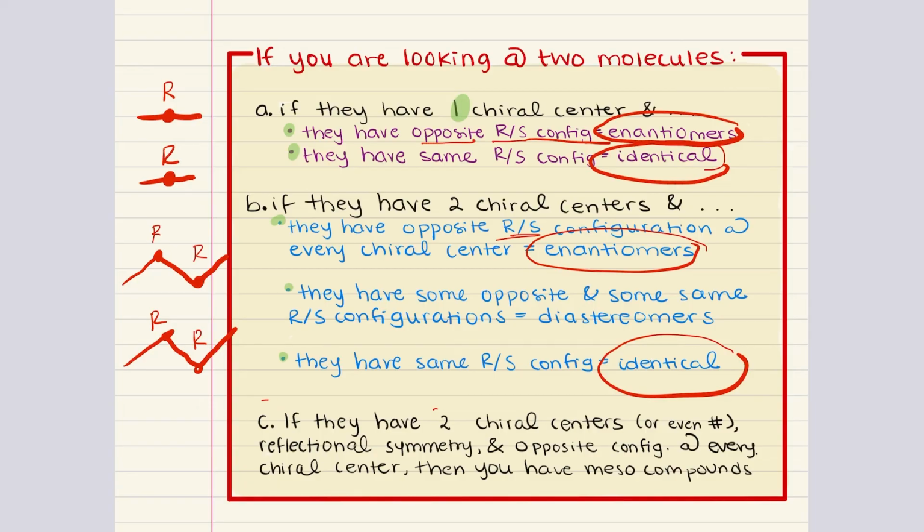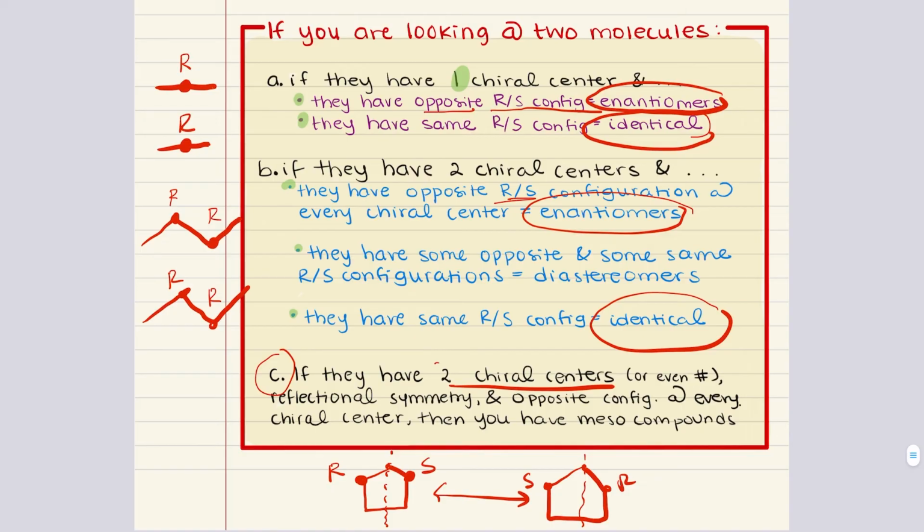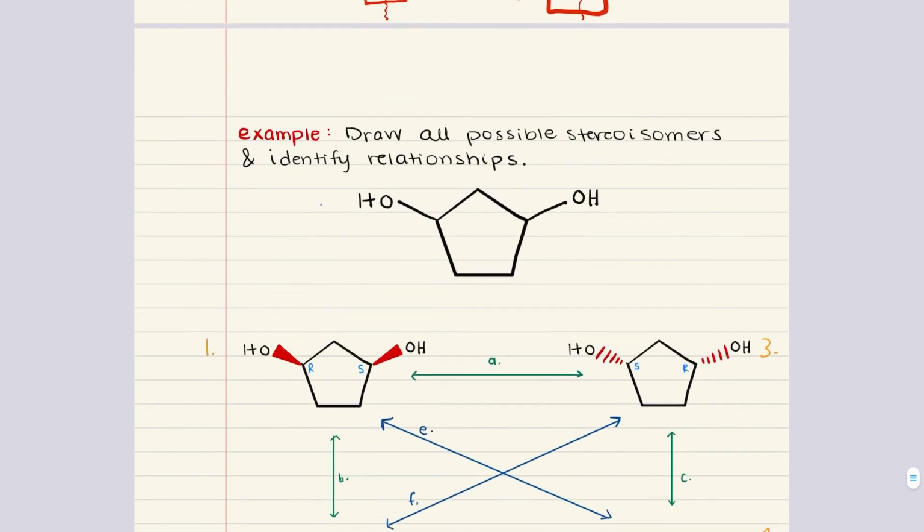Now, there's one exception here that you have to be careful for. If there are 2 chiral centers and you had reflectional symmetry, and one molecule had R and S, and the other had S and R, then these 2 molecules are identified as meso compounds. This might be a little confusing, but let's put it into effect with this practice problem.